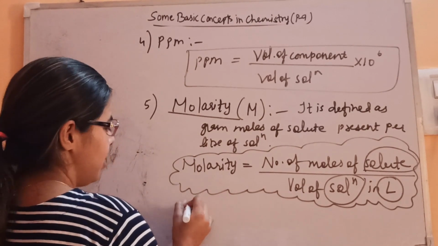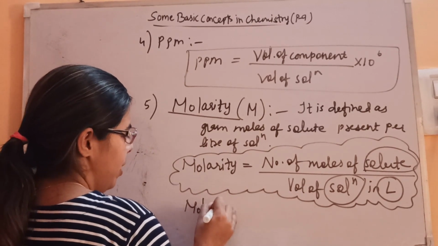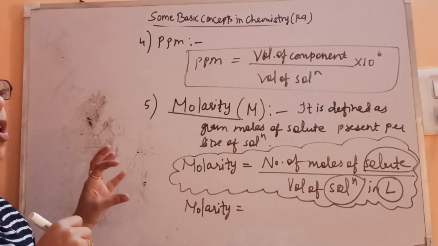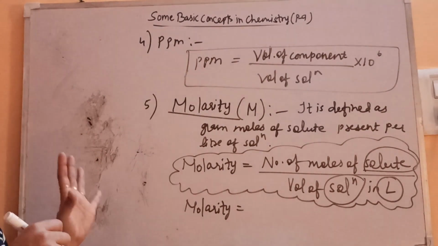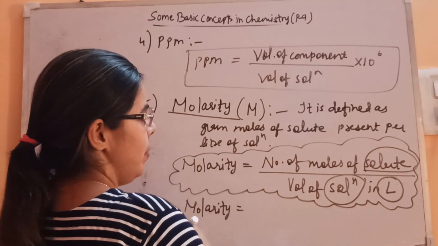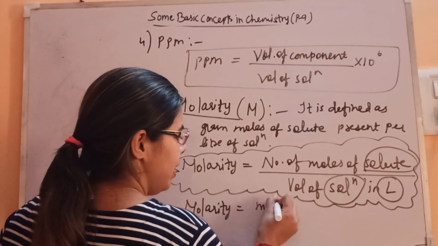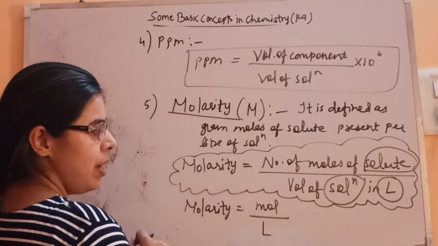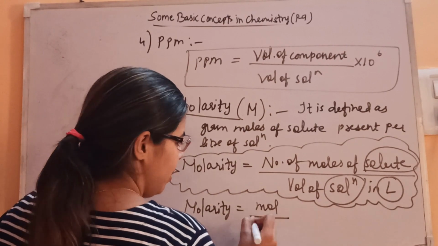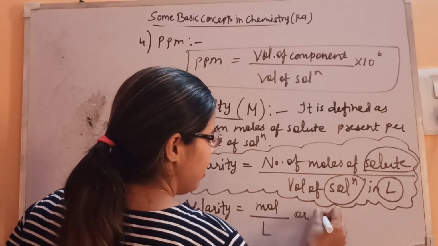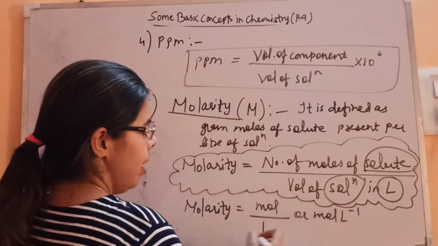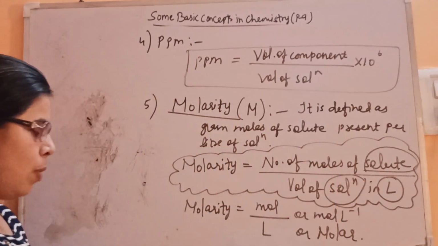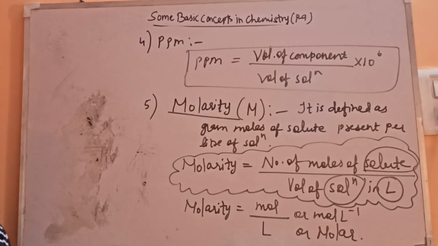Fine. So let's find out the unit. Molarity is the number of moles of solute present per liter of the solution. If we see the units, number of moles is in moles, divided by volume in liter. So units are moles per liter. You can write moles per liter, and it is also known as molar.